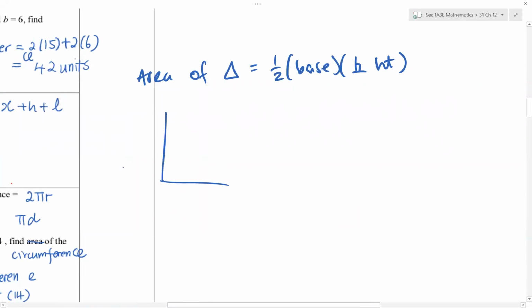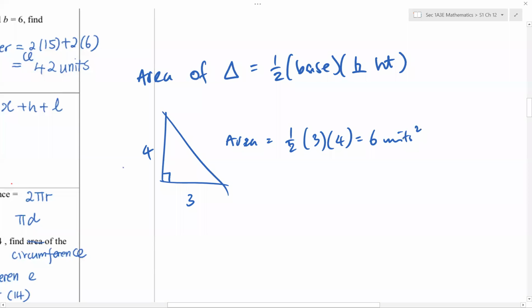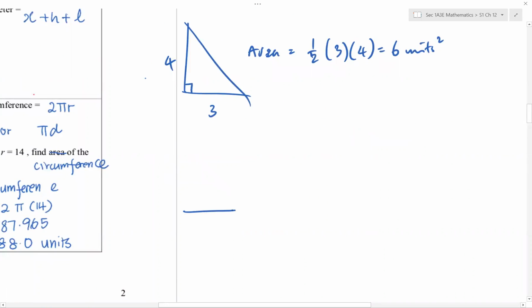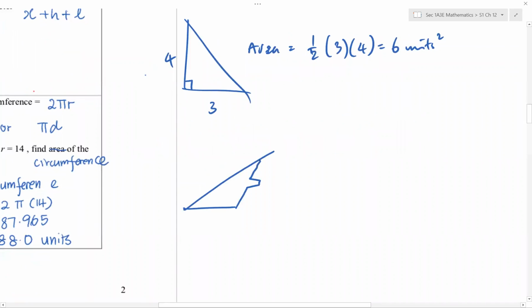For a triangle that looks like this, 3 and let's say 4, we can find this area really easily, very confident. Area equals to half times 3 times 4, and we get 6 square units. Simple. But what if the triangle looks different? A triangle that looks like this.